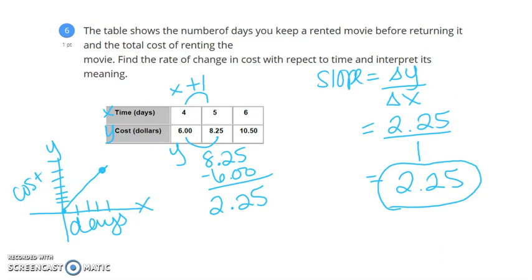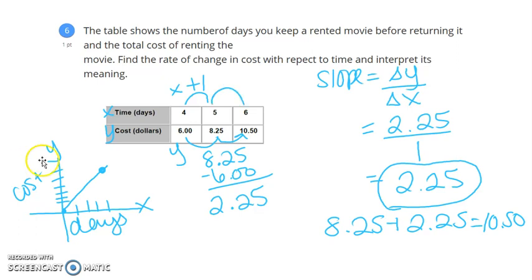There we have it. And you can see that if we did this from day 5 to day 6, $2.25 plus $8.25 is equal to $10.50. So every day that goes on, I need to spend an extra $2.25 to keep that movie.